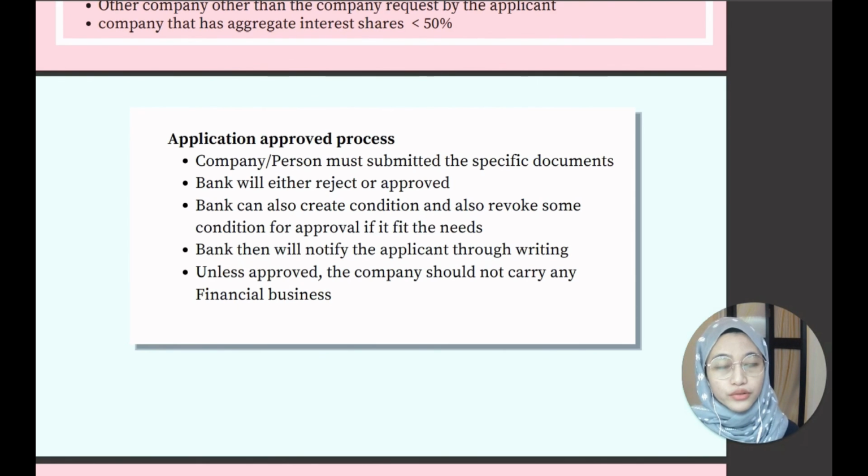The bank can also create new conditions in the approval and also remove some of the conditions in the approval without giving any bad effect to the overall situation. So any decision or modification will definitely be notified by the bank to the applicants in writing. And lastly, if the bank has not approved or if the bank rejects the application, the applicant should not carry on any financial business or equivalent to it.